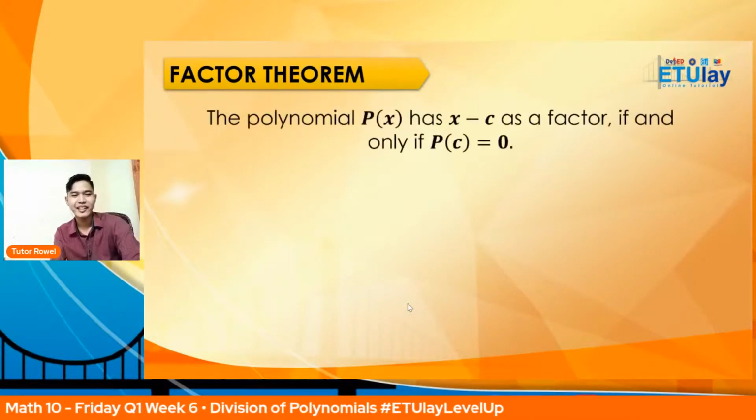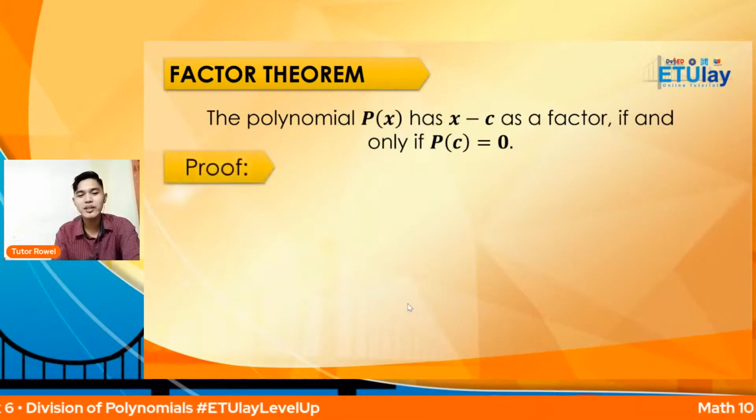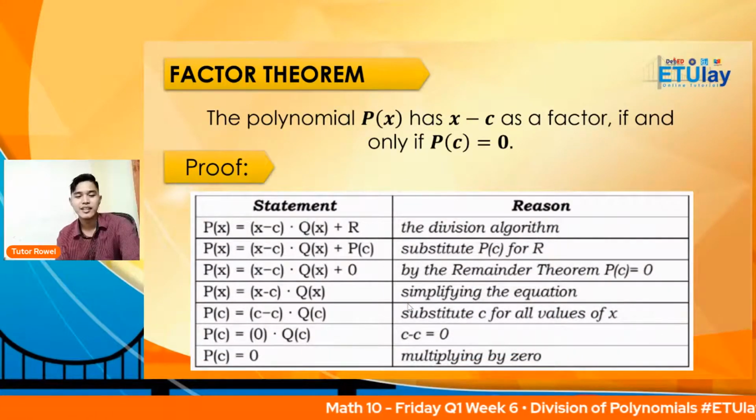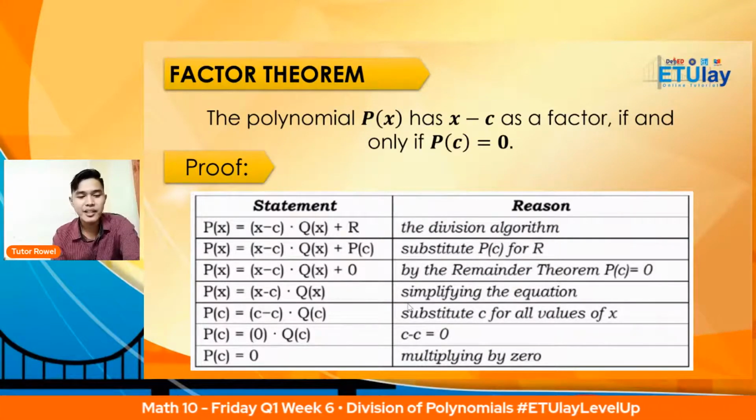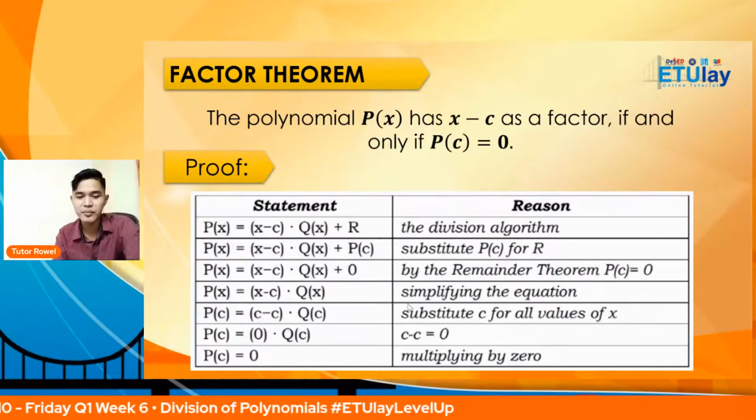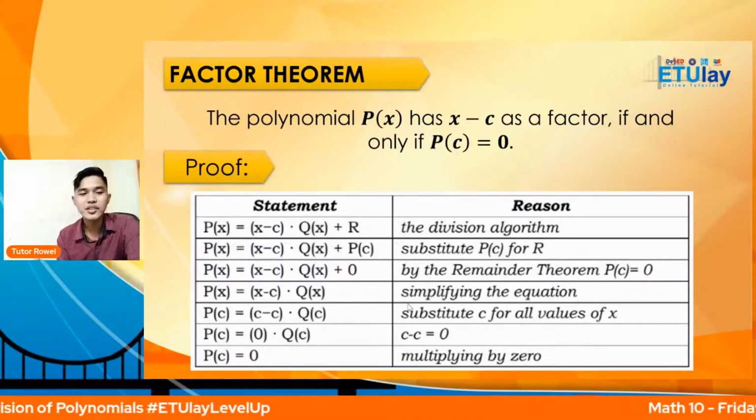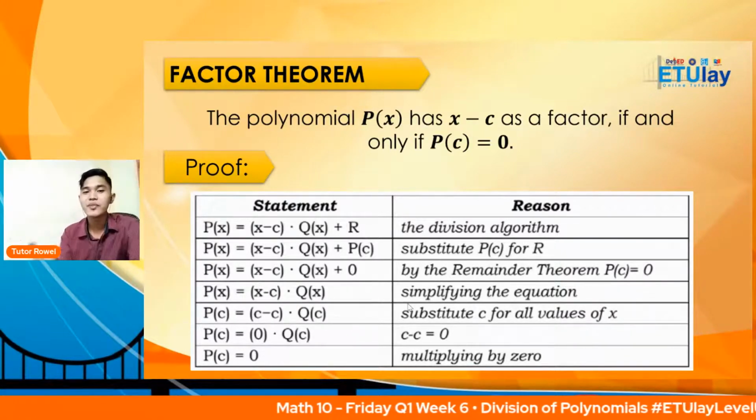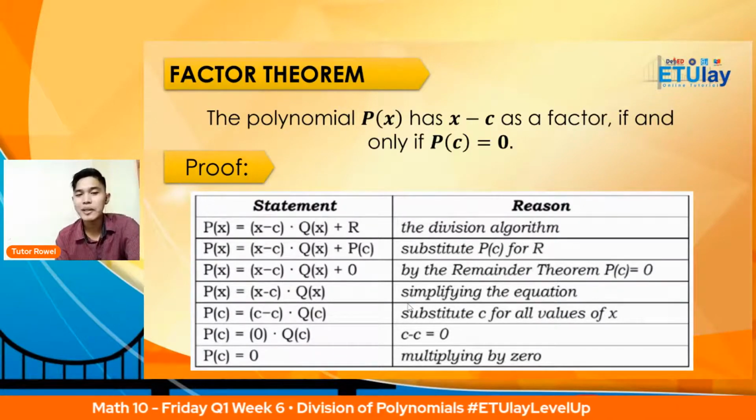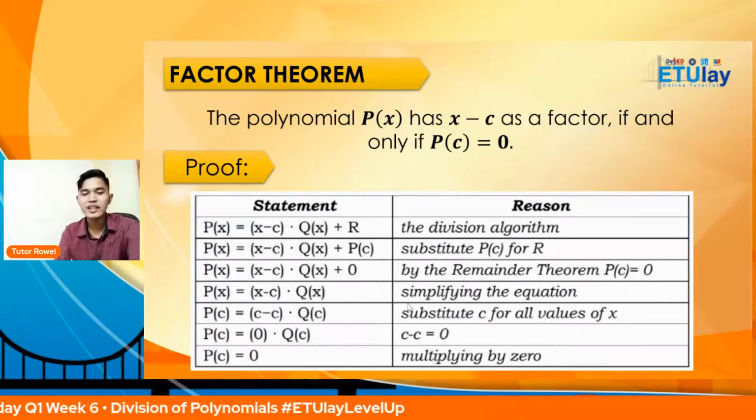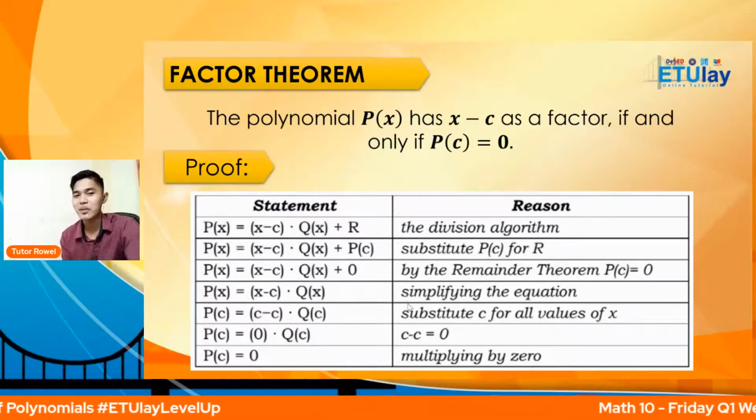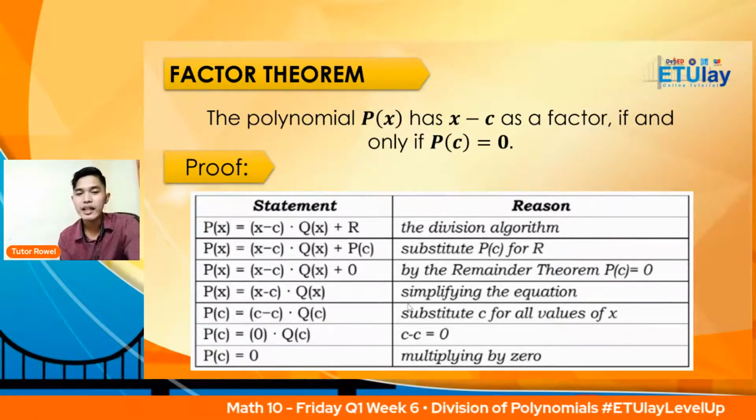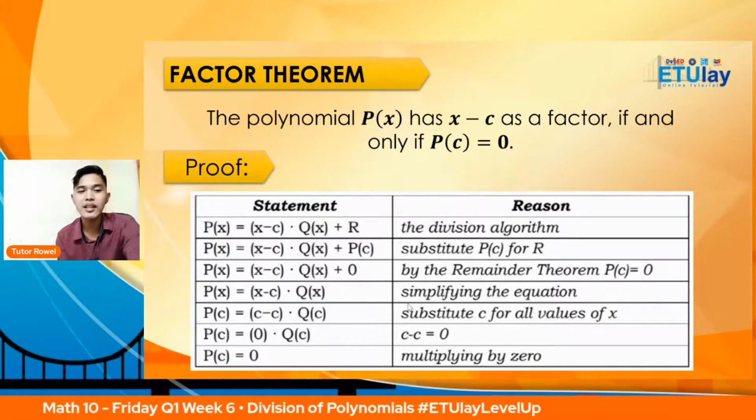Factor theorem tayo. Ito na. The polynomial p of x has x minus c as a factor if and only if p of c is equal to 0. Ito yung proof niya. So, as you can see, nag-arrive tayo sa p of c is equal to 0. Now, kapag ang remainder 0, ibig sabihin, yung x minus c is a factor of that given polynomial, of that given p of x. So, hindi na natin iisa-isahin kasi medyo kulang tayo sa time. Proceed tayo sa example. Ipapakita natin kapag ang remainder 0, obviously, that x minus c will be the factor of that given p of x.